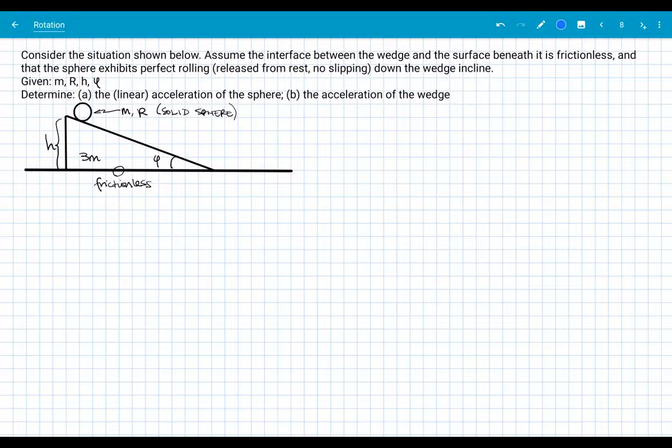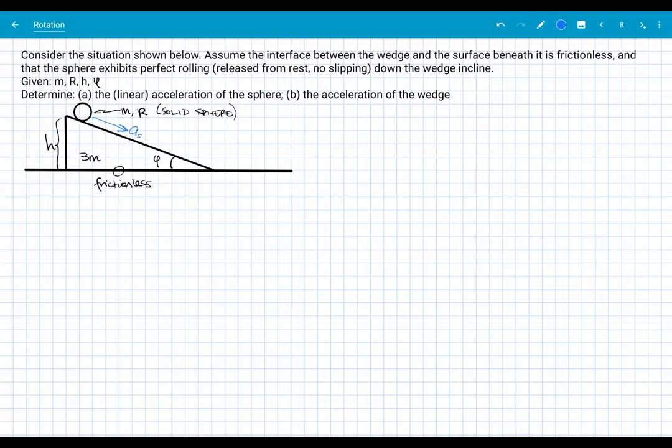If I'm going to draw in the acceleration of the sphere, I know the sphere is going to be accelerating in that direction because it's just going to roll down the wedge. It'll rotate and it'll translate since it's rolling. So what's the wedge going to do? Maybe you're not sure what this wedge is going to do. Maybe you've got some idea of what it's going to do.